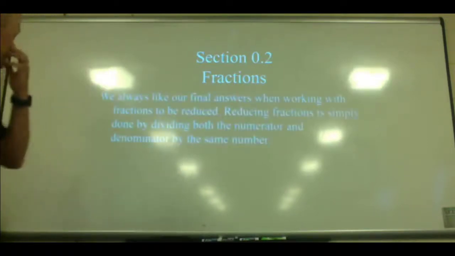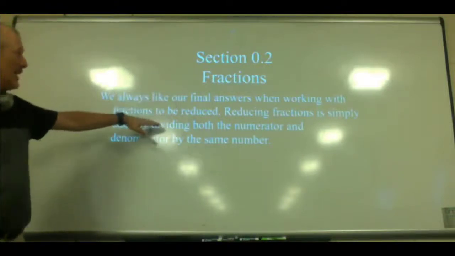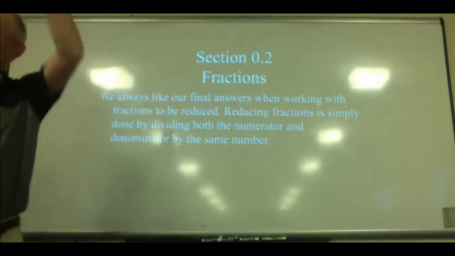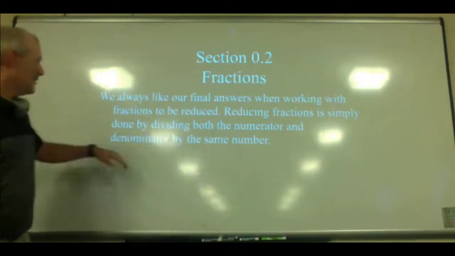And so we always like our final answer when we're working with fractions to be what we call reduced. So we want to make them as small as we can so they don't have anything in common, so that they are reduced. Okay. Now, again, you can do this on a calculator really easily, but I'm going to show you how to do it. And then if you want some help with how to do it on a calculator, I can show that to you as well.